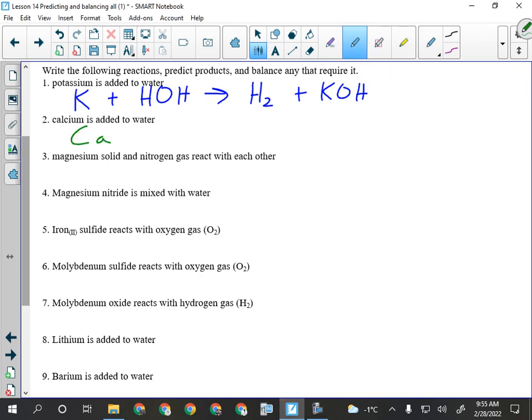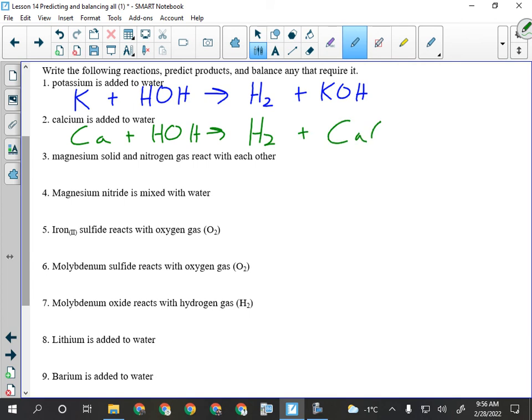We should write it as HOH, with a capital O. This makes it a single replacement reaction where calcium is a metal and will be replacing hydrogen in water, giving us hydrogen. How do I know to write it as H2? Because there's 2 hydrogens on the left? Nope. It's a special element. It's listed in the top right corner of my periodic table. It's one of the special elements.